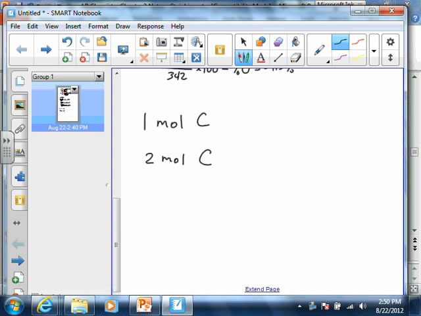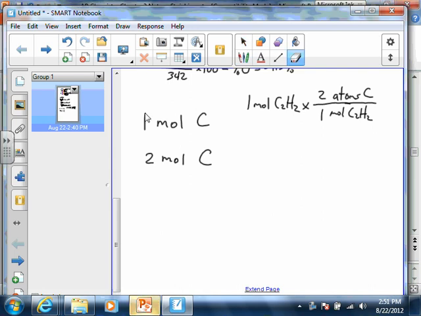If that's not making sense, let me set this up. I've got 1 mole of C2H2, and if I do dimensional analysis here, my moles of C2H2 go on the bottom, atoms of carbon go on the top. So there are 2 atoms of carbon for every 1 mole of C2H2. I'm sorry, that's not right. 2 moles of carbon.